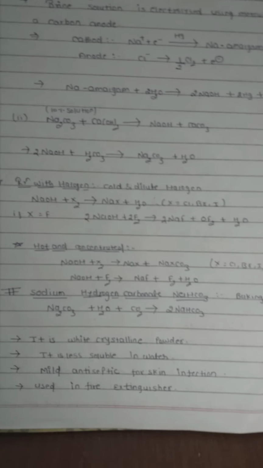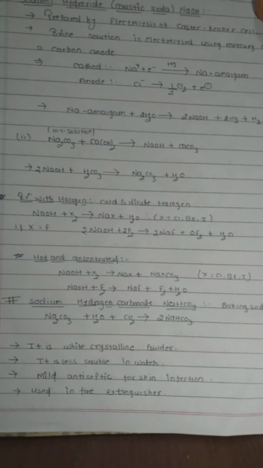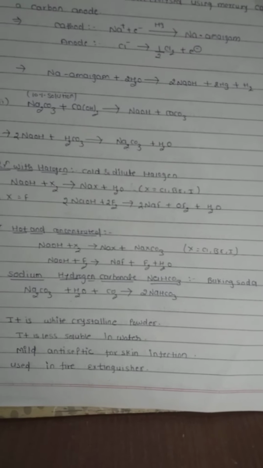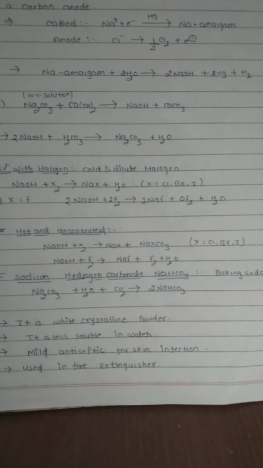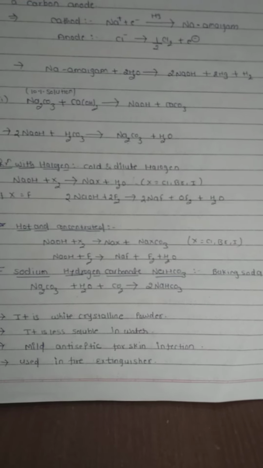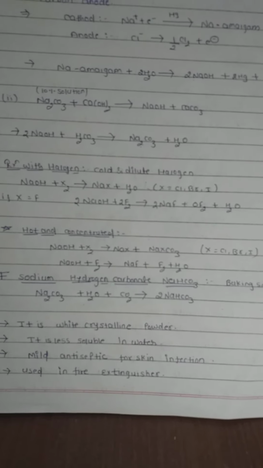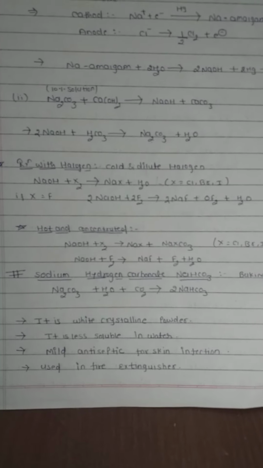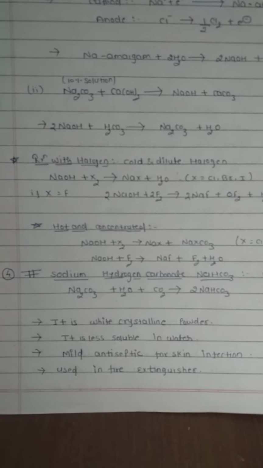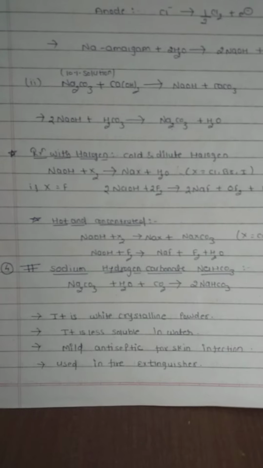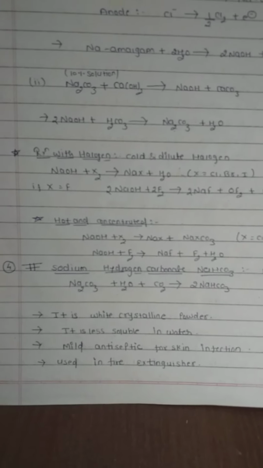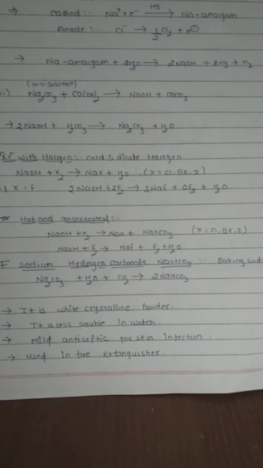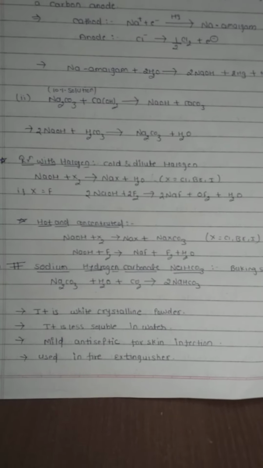The second point is when hot and concentrated halogen is used, NaOH plus X2 gives NaX, meaning sodium halide, and NaXO3 is formed. Here X is chlorine, bromine, and iodine. And when X is equal to F, fluorine, then NaOH plus F2 forms NaF plus O2 plus H2O. These reactions are not given in the NCERT, but it is important to know them because they can be asked in examination.